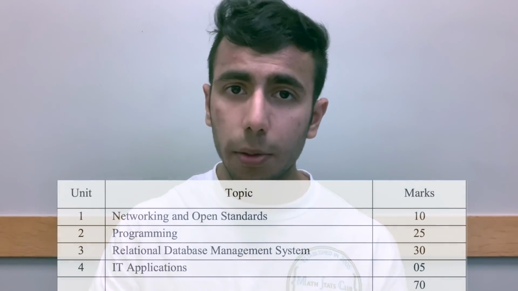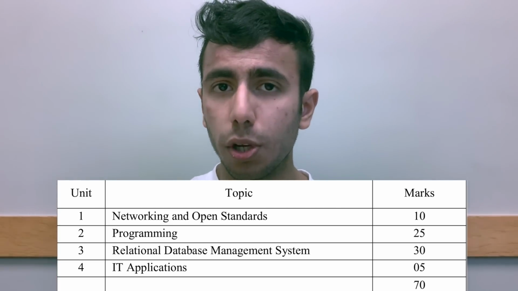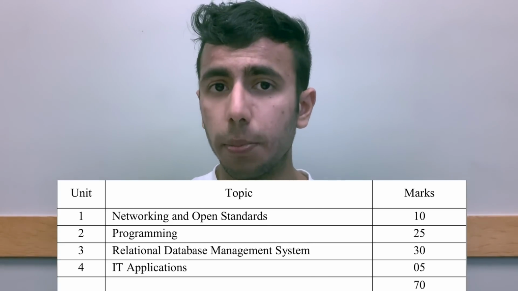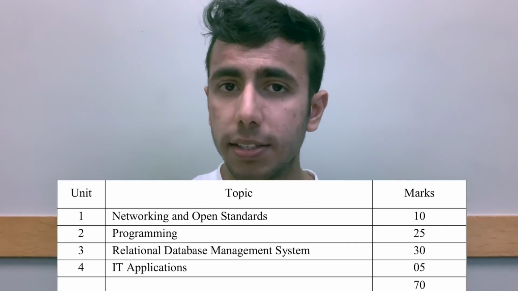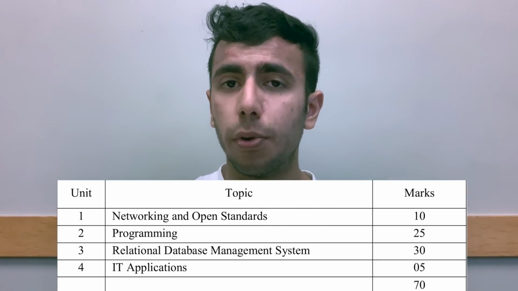So now let's break down the syllabus. You can clearly see that there are mainly 4 topics. Those include computer networks. Number 2, Java programming with some HTML. Number 3, MySQL database and some relational database properties. Number 4, your IT applications. So these are pretty much only 4 topics rather than your 9 chapters in your NCERT book.